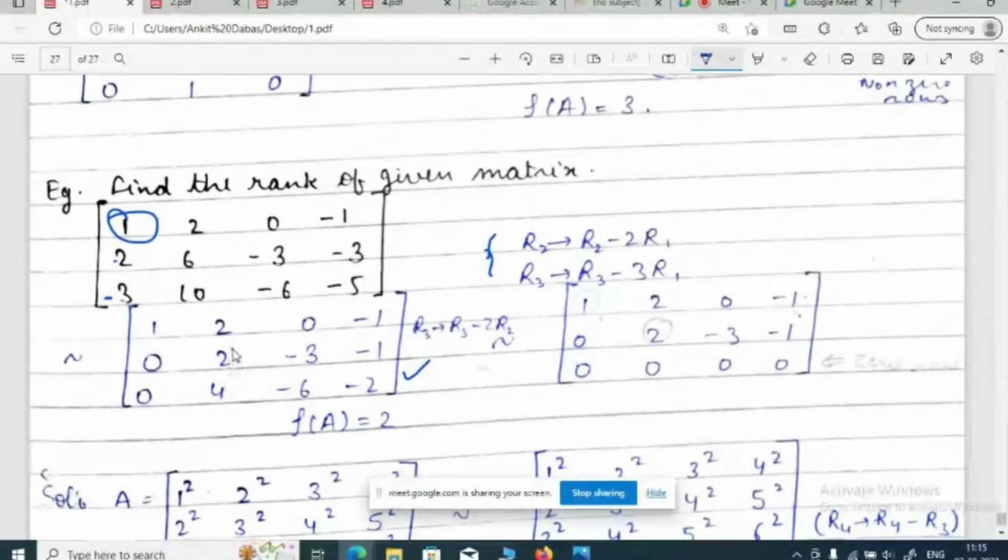Next, if we have this entry non-zero and we have converted all the entries below this to 0, we will move to the next row and try to make this entry non-zero. Check if this is non-zero and all the entries below this will be converted to 0. The same we have done here: R3 is changed to R3 minus 2 times R2. We get this one. Now this is an echelon form, and these are the only non-zero rows we have, row 1 and row 2. So the rank of the matrix will be equal to 2.